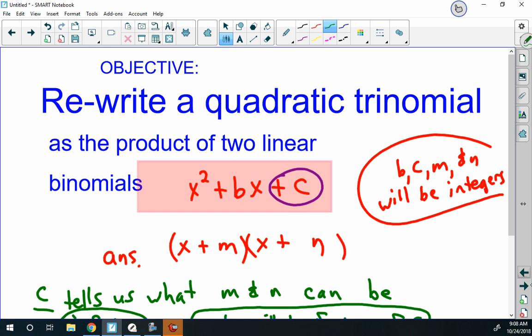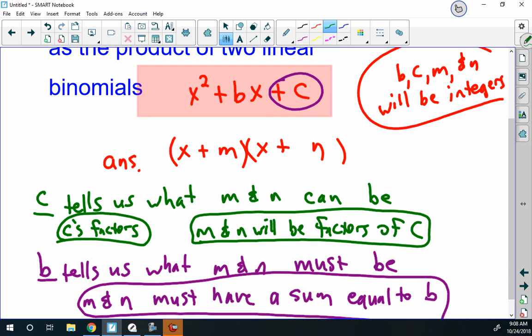If you go back and reread these two statements and think about them and they make sense, you're going to be able to factor these all day. Piece of cake.